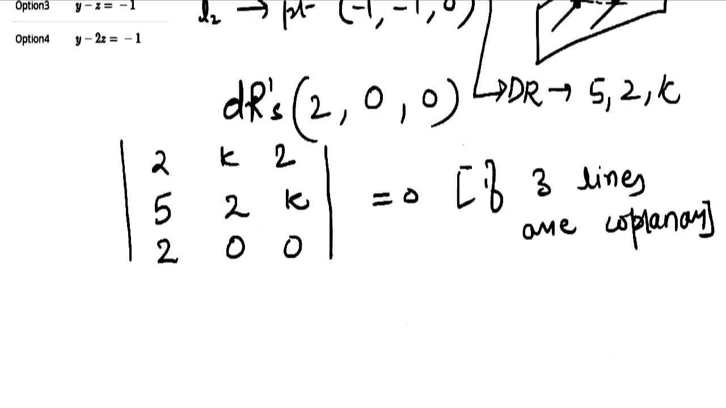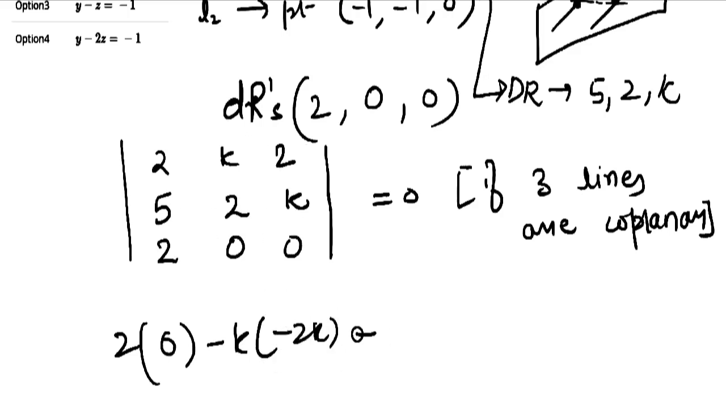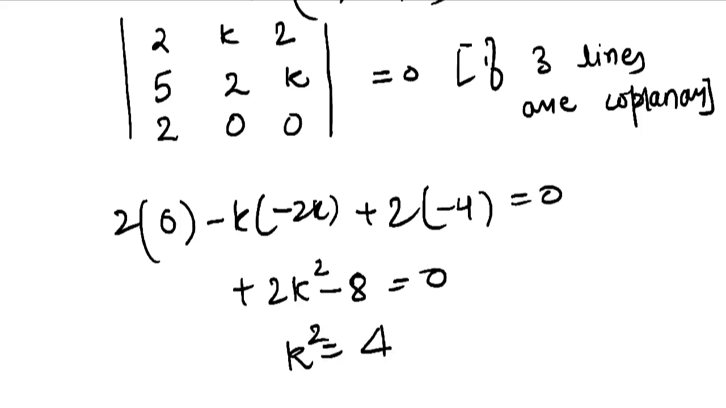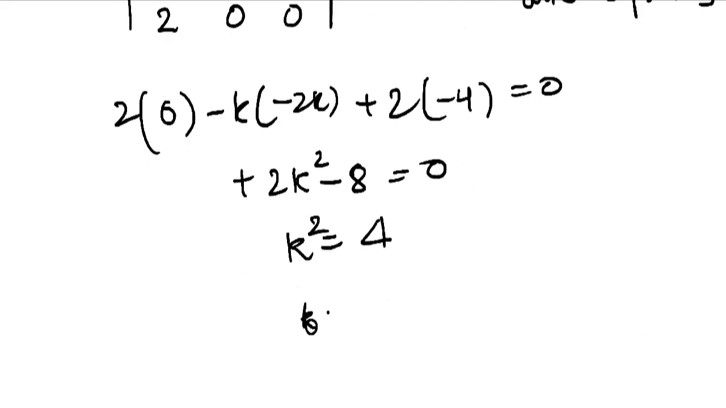So then we will find the value of k as 2 into (0 minus 0), minus k into (0 minus 2k), plus 2 into (0 minus 4) is equal to 0. Right? Then we will have 2k square minus 8 is equal to 0, and k square will be equal to 4. And then we will have k is equal to plus minus 2.